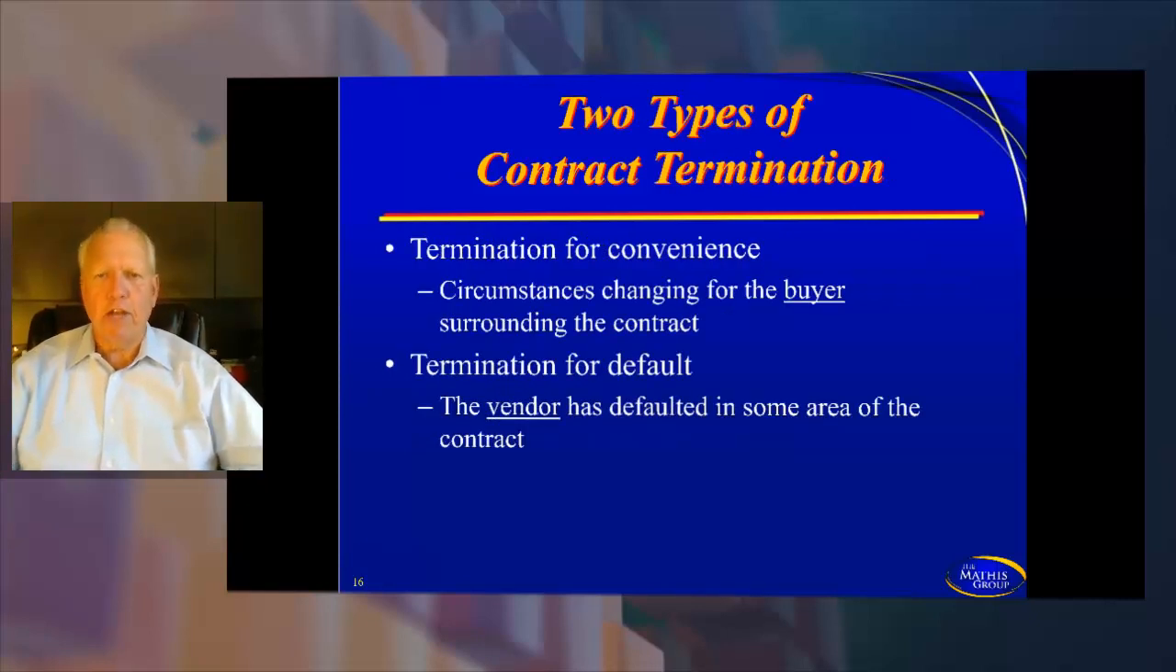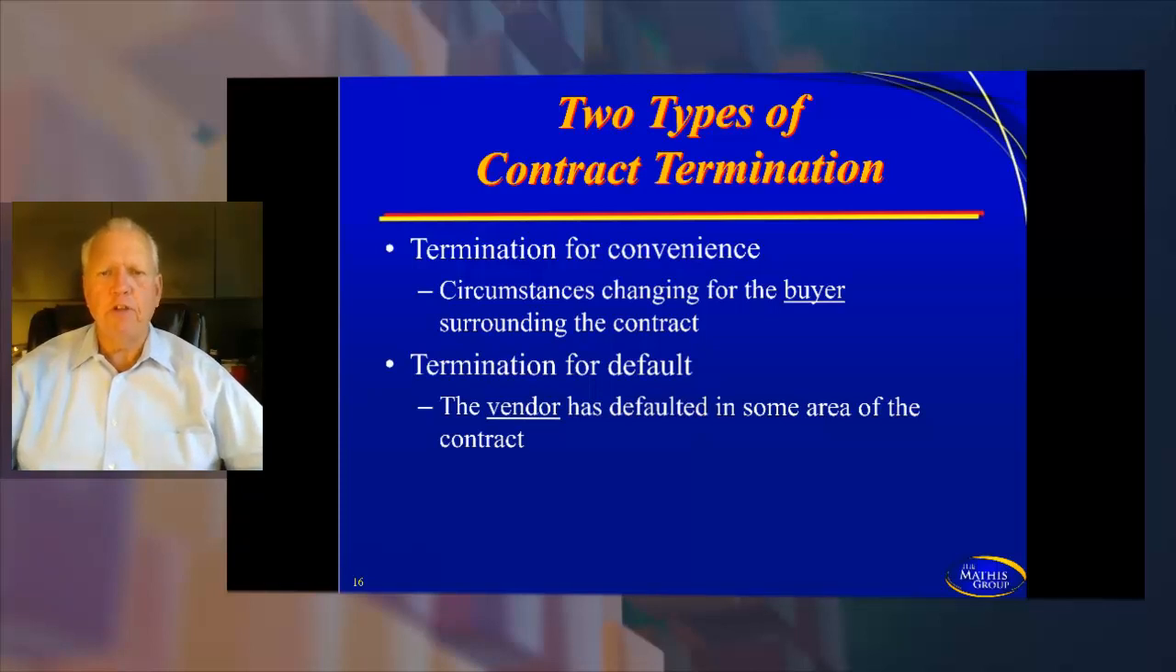Two types of contract termination. There's termination for convenience, and termination for default. Termination for convenience means circumstances have changed for the buyer surrounding the contract. An example of this can be something as simple as they put the vendor under a contract, but they don't need them because someone else, the new boss that came in, decided they're not going to go in that direction. And so it's termination for convenience, meaning that's not going to become a project.